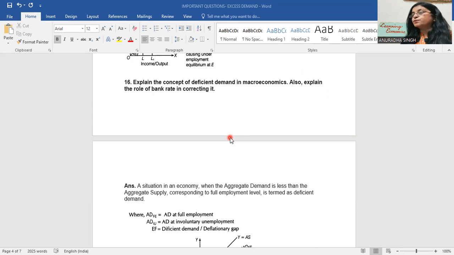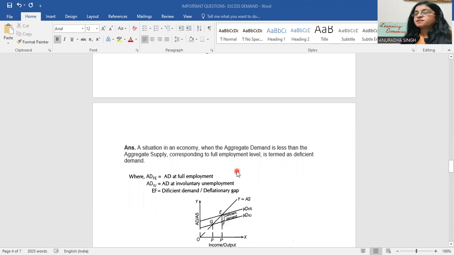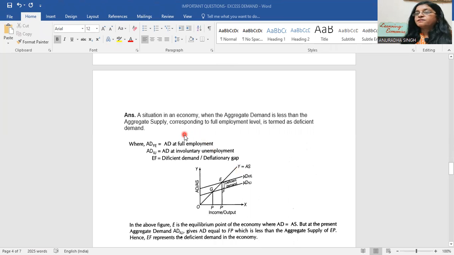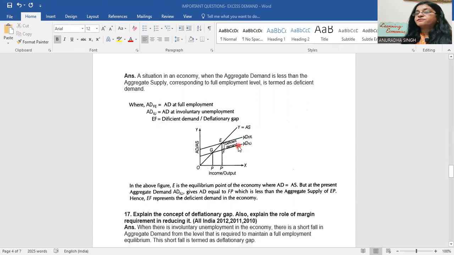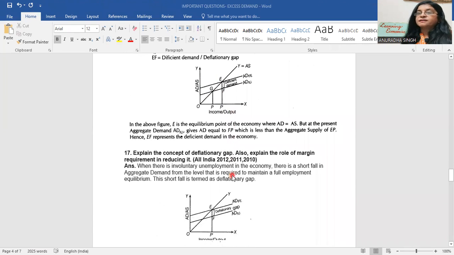What will you do to improve the bank rate? There is a situation in the economy when aggregate demand is less than aggregate supply. So there will be a corresponding full employment level. Even if there is full employment level, whether the employment is utilized or not, if there is deficient demand, then there will be a deflationary gap as demand will be less than supply. So this graph you should know and you should be able to explain clearly.